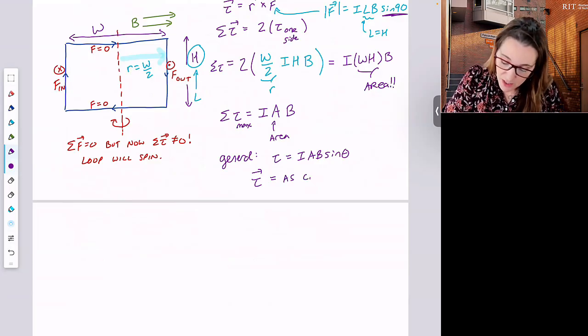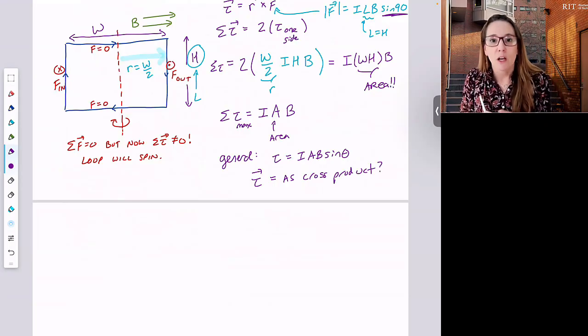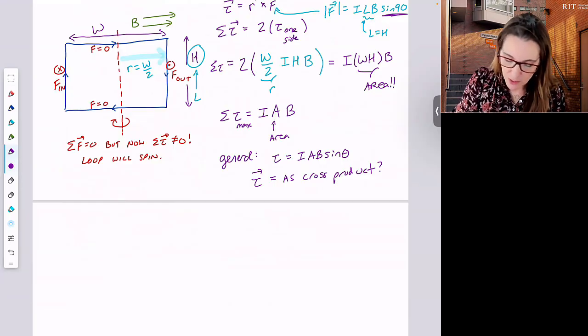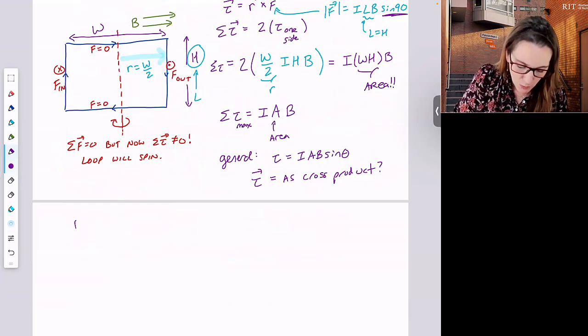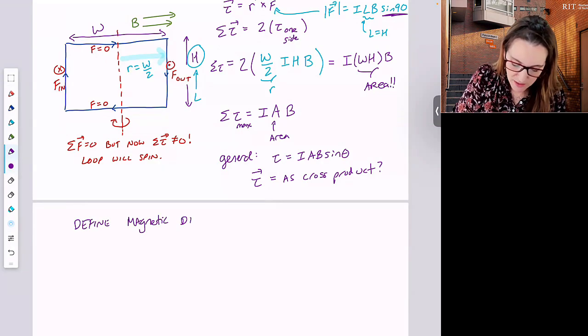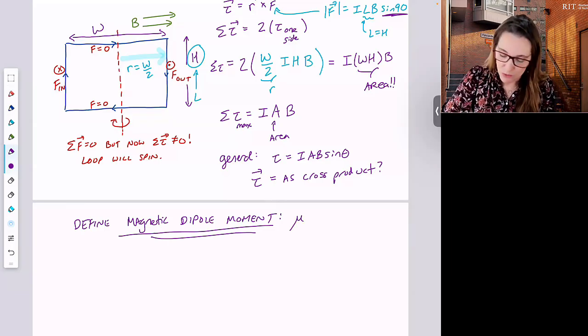Now you're seeing what we can get, which is that the torque can be written as a cross product. In order to do that, we want to start to define some vectors here. So we definitely have a vector B, which is already defined. But what we want to do now is define our magnetic dipole moment. That's going to be mu, which is what we use for that.